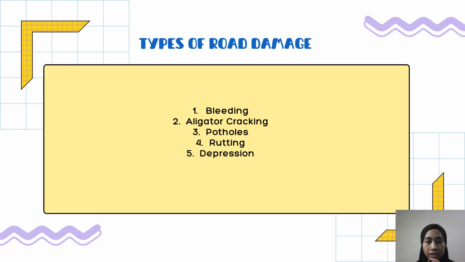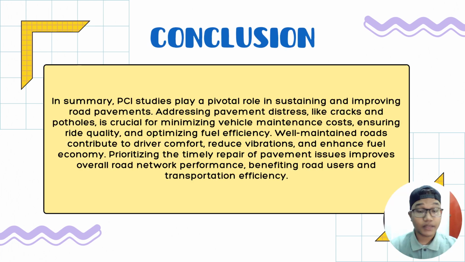Types of road damage at Kampung Parit Sempadan, Parit Raja, Johor: 1. Bleeding. 2. Alligator cracking. 3. Potholes. 4. Rutting. 5. Depression. In summary, PCI studies play a pivotal role in sustaining and improving road pavements.